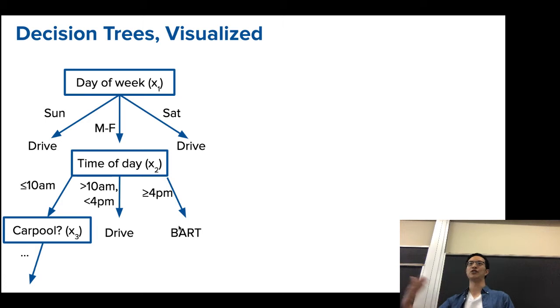Okay, so this is kind of the goal of the decision tree classifier. But you can also use this for regression by saying, okay, if it's Sunday, then just predict 10. And if it's Saturday, predict 20, for example.